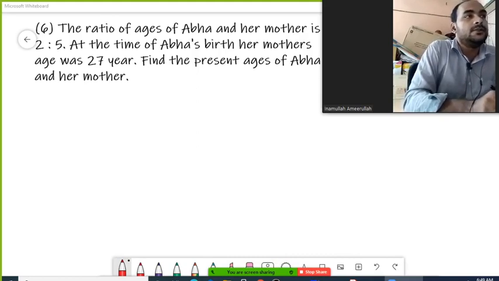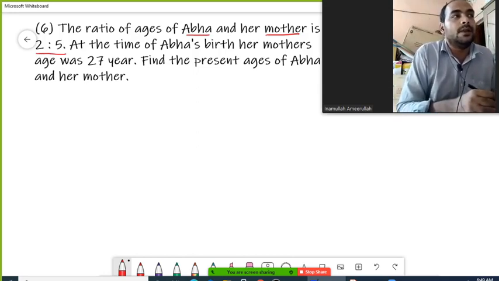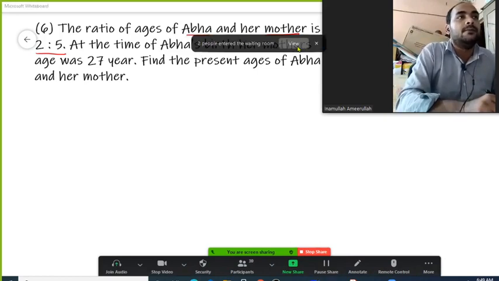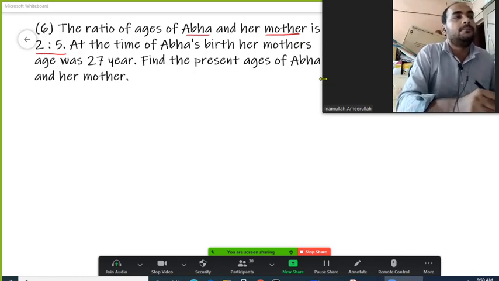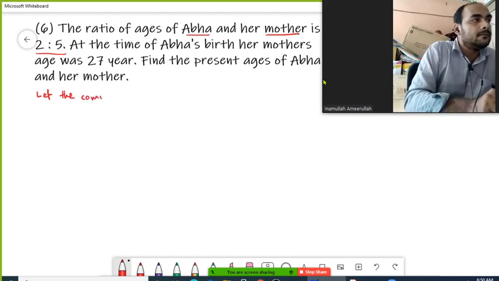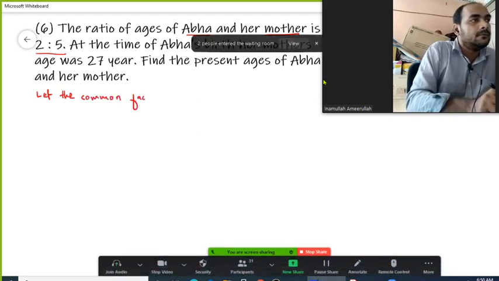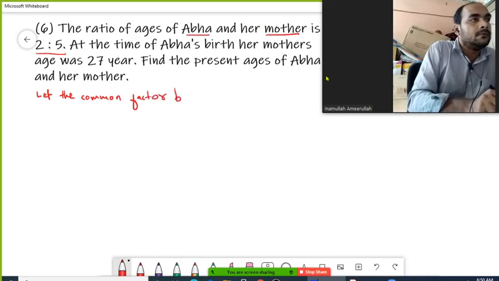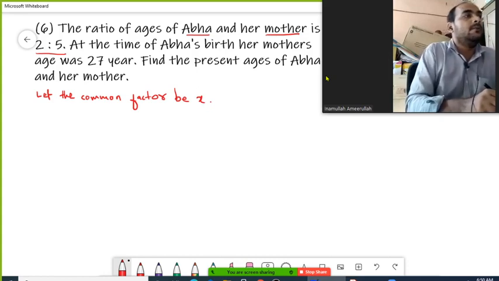The ratio of ages of Abha and her mother is 2:5. So whenever we're talking about ratio, we know that some common factor or common multiple is already taken out from that ratio. So if I multiply that common factor, we can have the present age of Abha and her mother. So let the common factor be x.